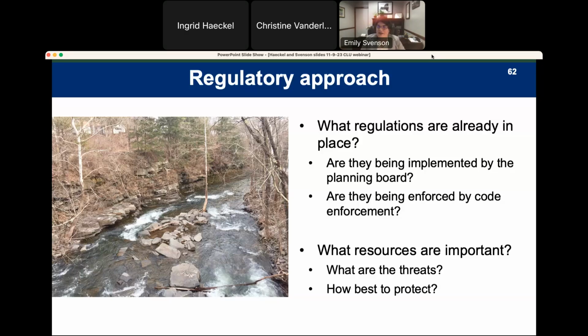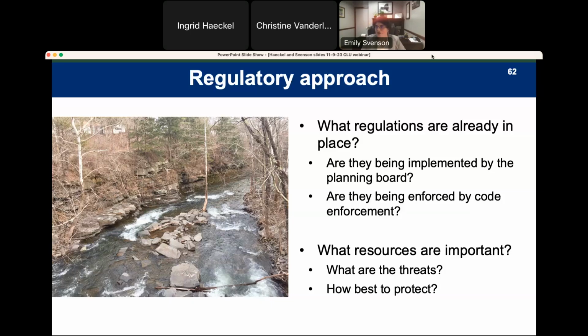If you have a regulation, is the code enforcement officer aware of it and how they should be enforcing it? Sometimes code enforcement officers are amazingly well-versed on everything to do with fire codes and such, but may not have a background in environmental protection. So that's an opportunity.